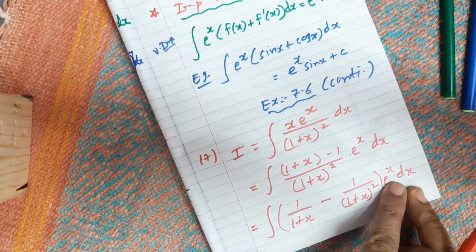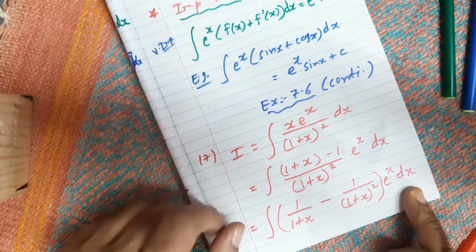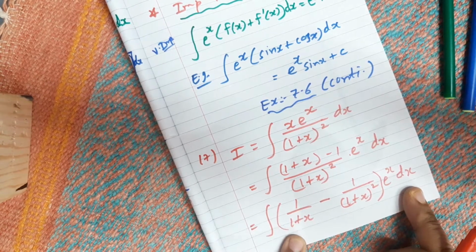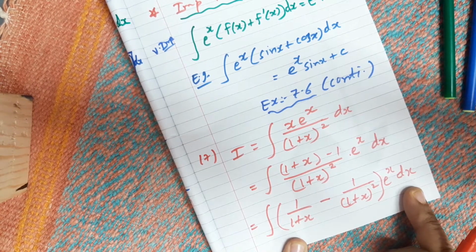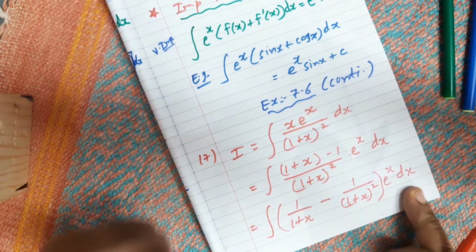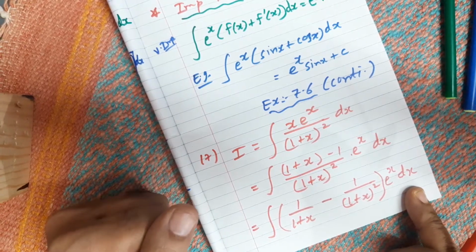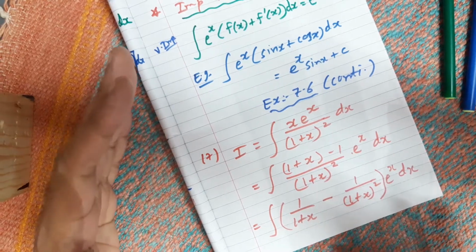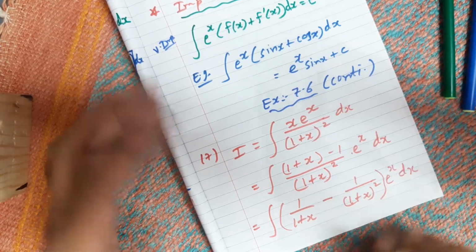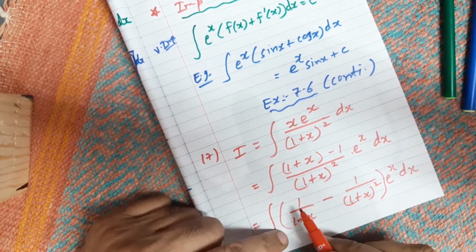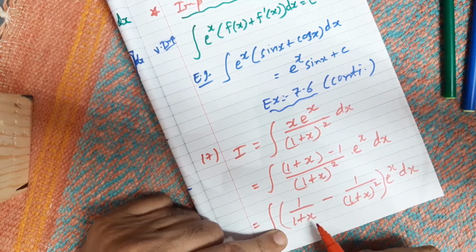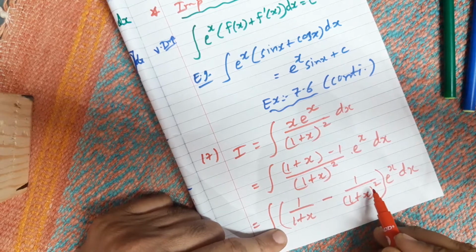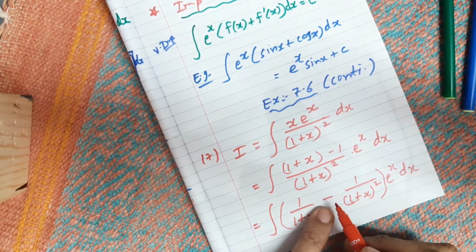Okay. Now compare this with the result. So e raised to x, e raised to x. Now f(x), f(x) is 1 upon 1 plus x. And do you remember what is the derivative of 1 upon x? Derivative of 1 upon x is minus 1 upon x square. You remember, your teacher must have told you. So in the same way, derivative of 1 upon 1 plus x is minus 1 upon 1 plus x the whole square. So minus is already there.